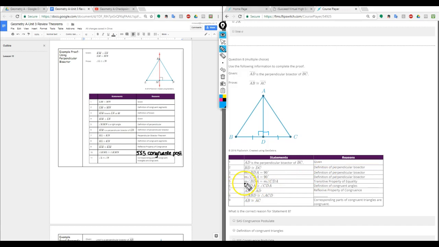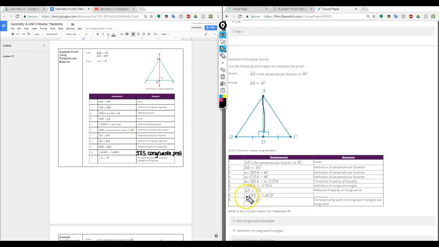Okay, then they say measure of angle BDA equals the measure of angle CDA. BDA equals CDA. Transitive property, and that's because they are both equal to 90 degrees right there. And then we can state that these two angles are congruent. Definition of congruent angles. And then side AD is congruent to side length AD. It's congruent to itself. It's the reflexive property.